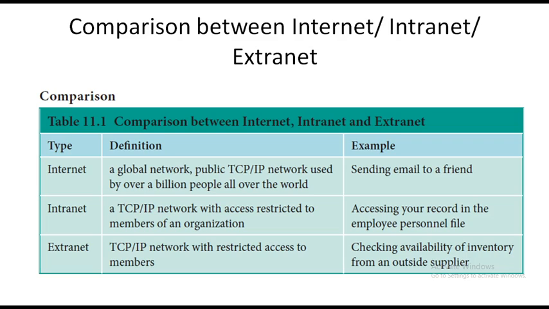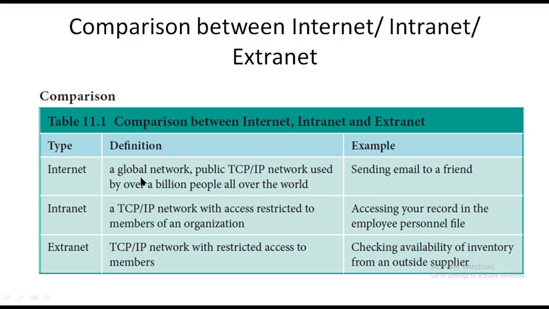Next one we are going to see is the comparison between internet, intranet, extranet. Here type, definition and example are given for those networks. First one is internet. It is a global network, a public TCP/IP network used by over a billion people over the world. Through internet we can communicate with our friends wherever they are in the world. The best example for internet is sending email to a friend.